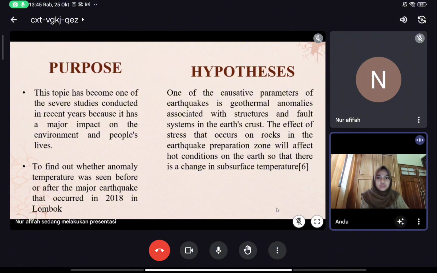The effect of stress that occurs on rocks in the earthquake preparation zone will affect hot conditions on the earth, so that there is a change in subsurface temperature.